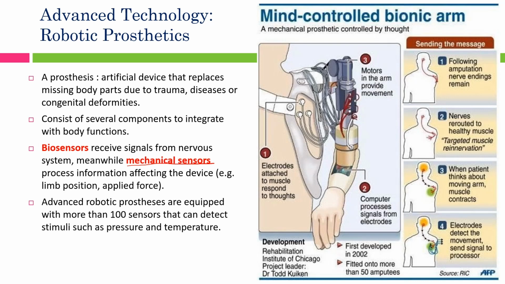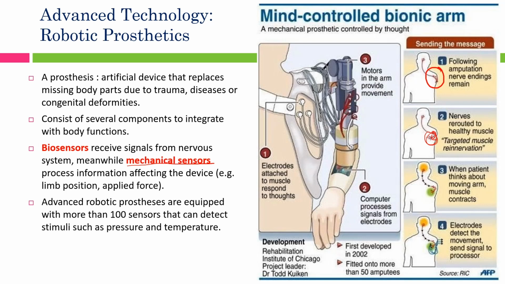Following amputation, the nerve endings remain. These nerve endings that initially supplied the muscles are rerouted to healthy muscles, and this is what we call targeted muscle reinnervation. Targeted muscle reinnervation is a surgical procedure that reassigns the nerves that once controlled the arm and hand to healthy muscles.